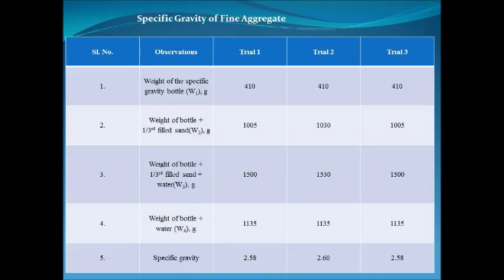Specific gravity of fine aggregate table. We have made trial 1, trial 2 and trial 3. From that we have concluded the average values. We have found that the specific gravity of fine aggregate is 2.60, taking the average value.